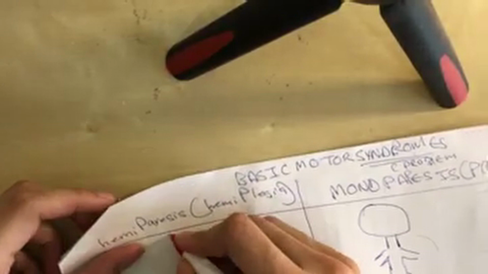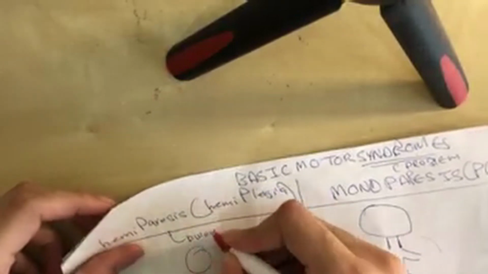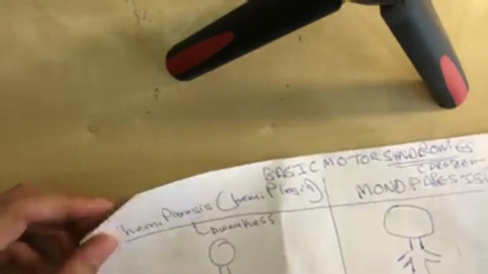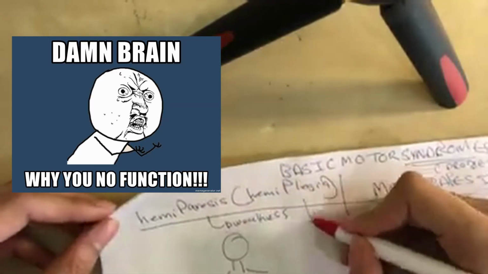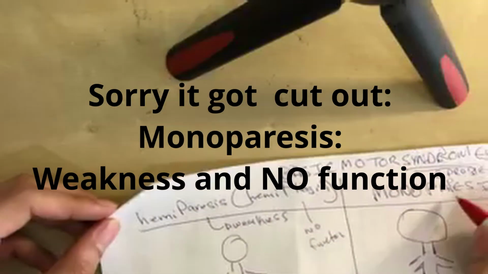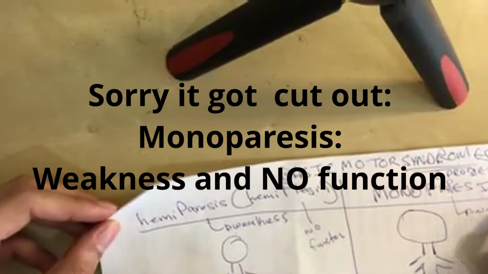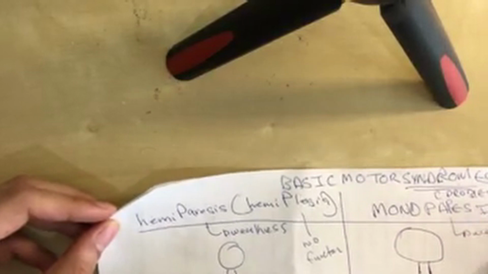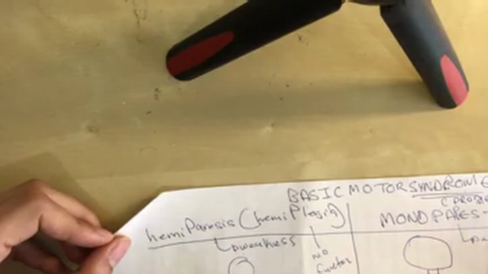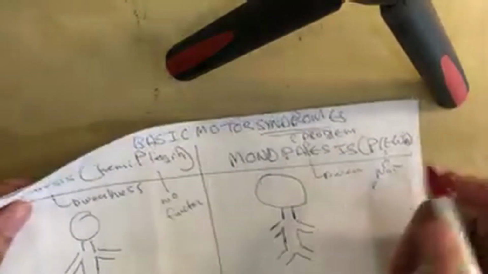and paresis basically means weakness. So if I have weakness on one half of my body, it will be called hemiparesis. And plegia means no function. The same thing is going to be here: weakness and no function for monoparesis. I want to talk about hemiparesis because this is going to be the foundation, and hemiplegia, no function.